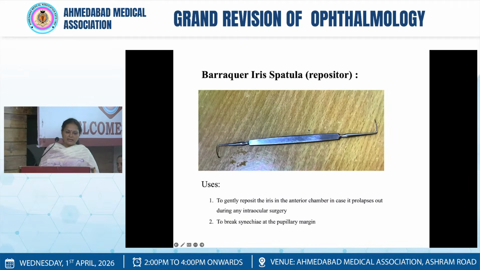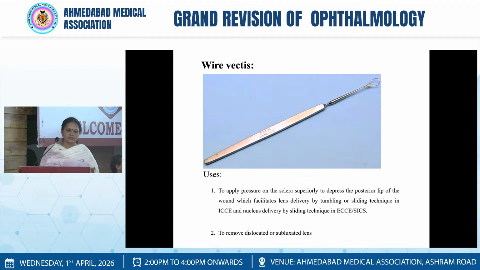Then this is the iris spatula. Straight like this, on two sides there is a flat surface. So if there is iris prolapse, you can reposit it with the iris spatula, and sometimes if you want to manipulate something from the paracentesis side, you can use this spatula as it is blunt and it cannot hurt the inner structures. This is the vectis. Can you see this round?